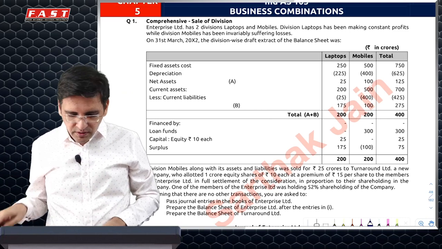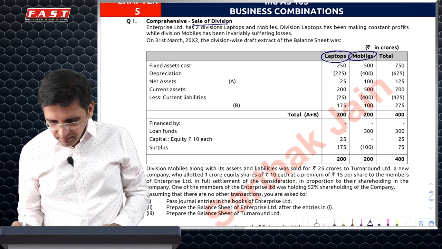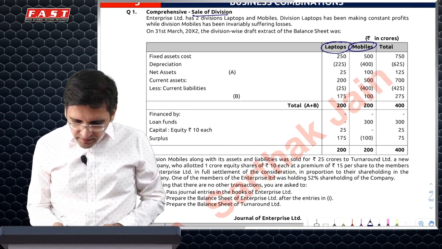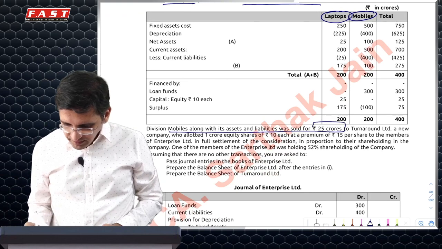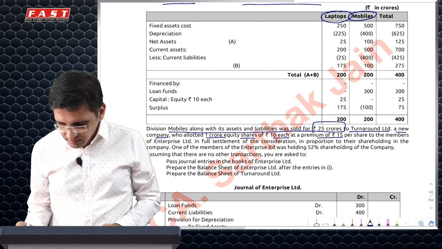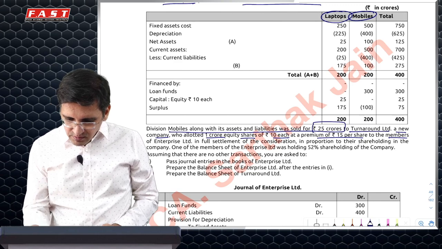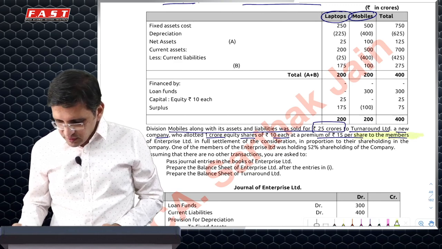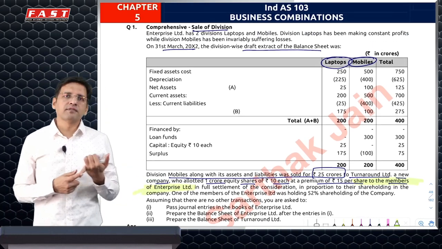Business combination question number 1, sale of division. The company has 2 divisions, laptop and mobile. The 31st March 2002 extract is given. The mobile division was sold for 25 crores to Turnaround, a new company, which allotted 1 crore equity shares of 10 each at a premium of 15 per share, which is 25 crore as the sales consideration. What is most important in this question is that it was given to the members of Enterprise Limited. So it is actually a case of sale of division.